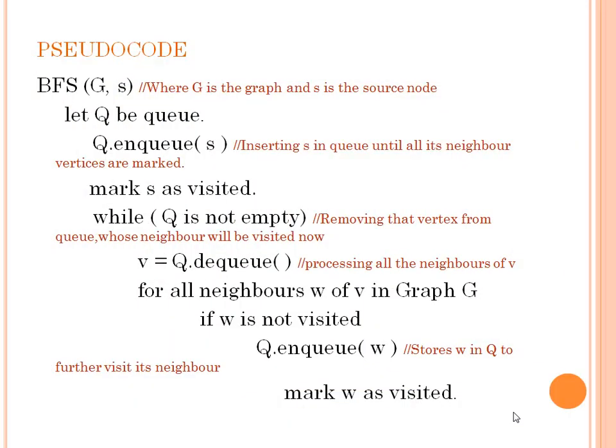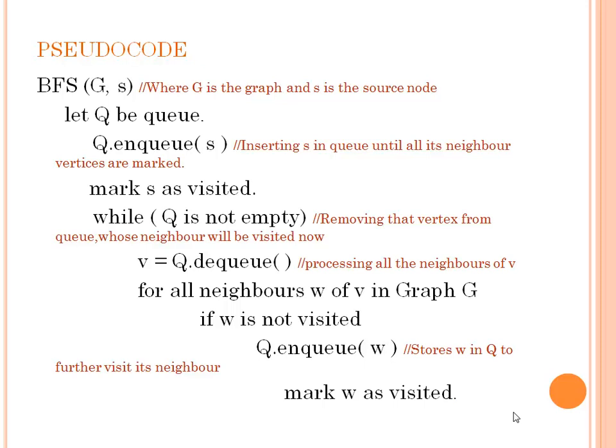Here is the pseudocode for implementing the BFS traversal technique. Consider a graph G and S is the source node. Let Q be the queue. So first step is Q.enqueue(S), that is insert the source node S into the queue and mark S as visited. While Q is not empty, first remove the vertex which is at the front of the queue and store it in V.